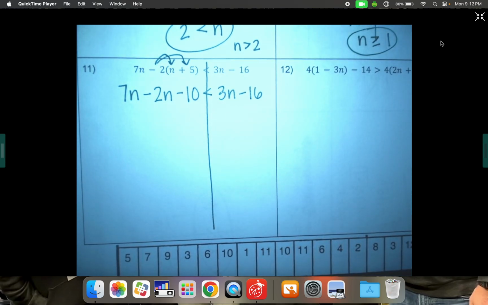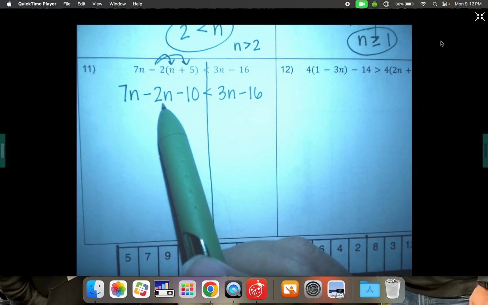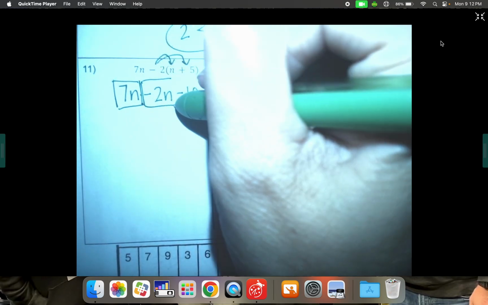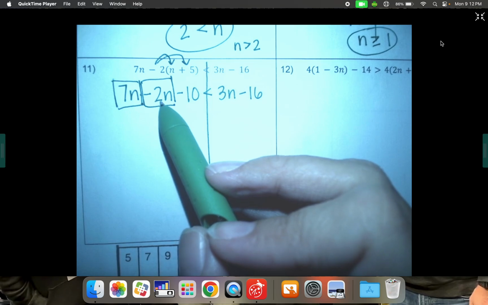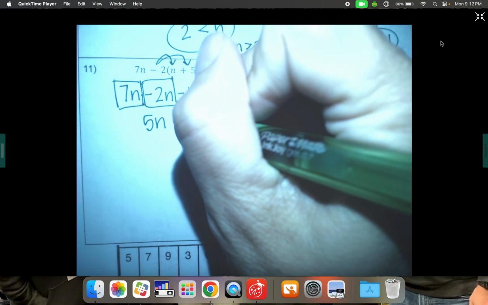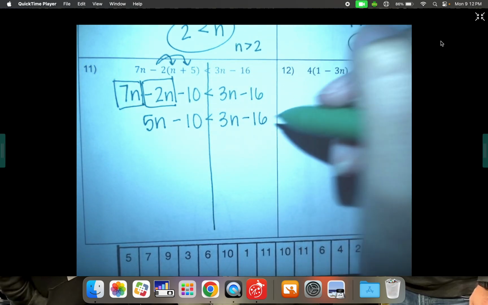All right, the next thing we're going to look for is like terms. On the right, these are not like terms, but on the left, we have some that are alike, and it's the 2 that have the variable. So we've got a 7n and a minus 2n. So let's go ahead and subtract 7 minus 2. That would be 5n. And now I'm just going to bring everything else down. Minus 10, 3n minus 16.